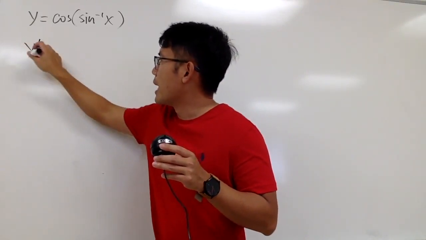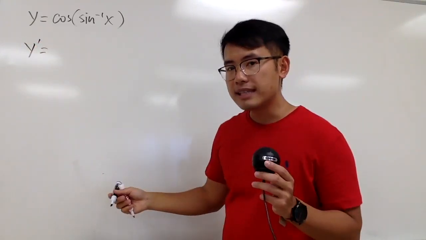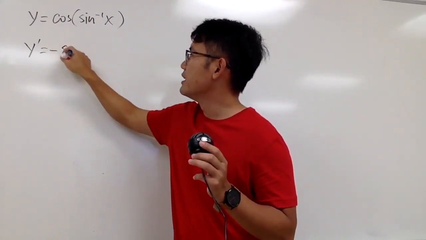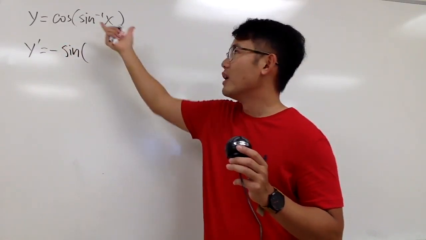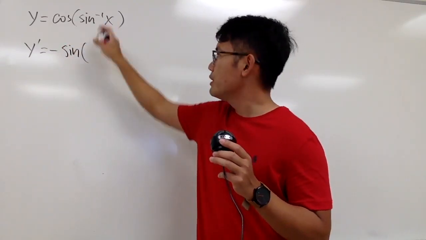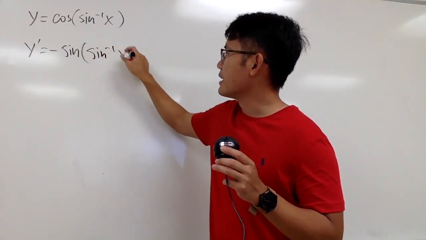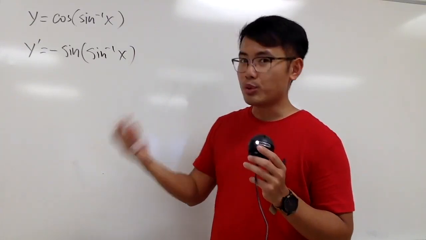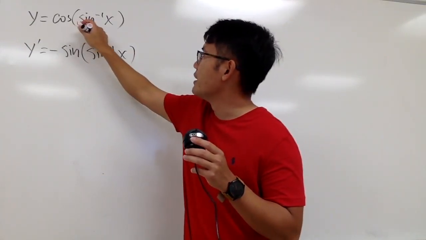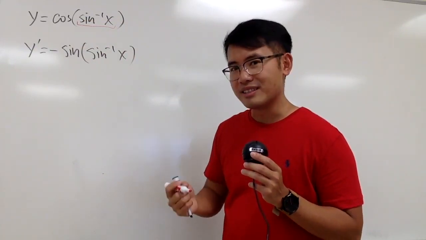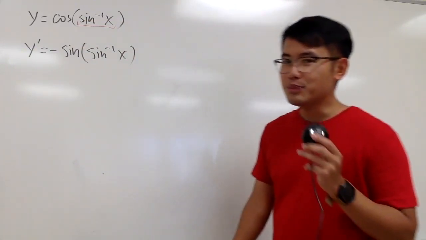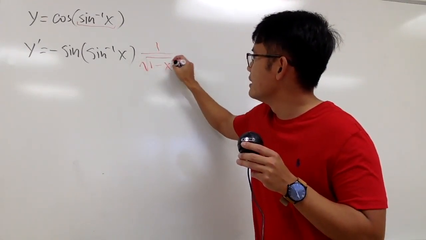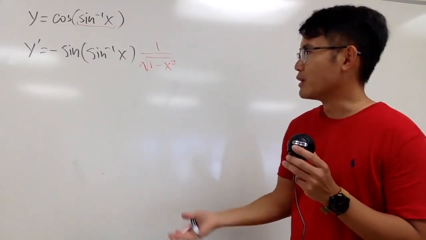I will write down y prime for the derivative, and we first ask ourselves, what is the derivative of cosine? And the answer to that is negative sine. And the inside stays the same. We just put it down right here, the inverse sine x. And then we have to remember the chain rule. Chain rule says we have to multiply by the derivative of the inside, and the derivative of inverse sine x is what? That's something that we have to remember as well. And the answer to that is 1 over square root of 1 minus x squared. And this right here is pretty much it.